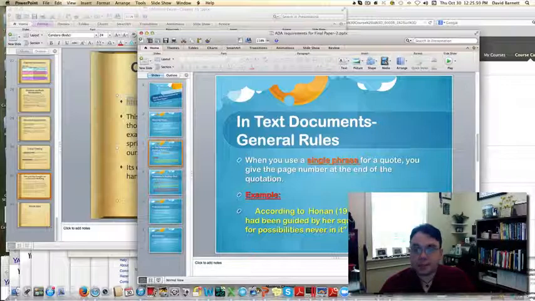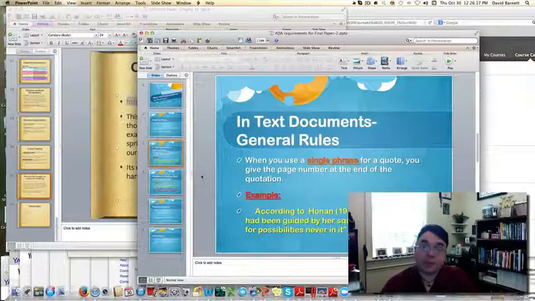The in-text citation rule. Here's a good example. According to Honan, 1987, Austin's quote, "Flirting has been guided by her squeezing of a situation for possibilities never in it." And then you make sure you put P, not page, P-A-G-E or PG. Make sure you put in brackets P.110, whatever page it is, and then a period at the end. And that's to quote things in your paper.